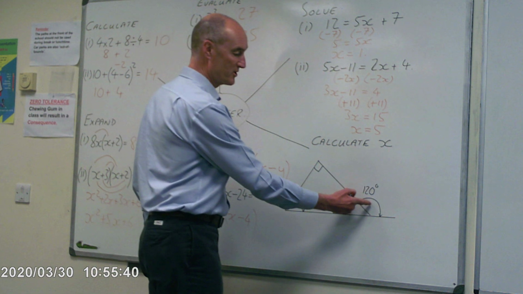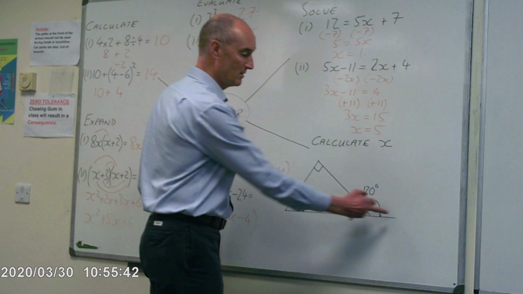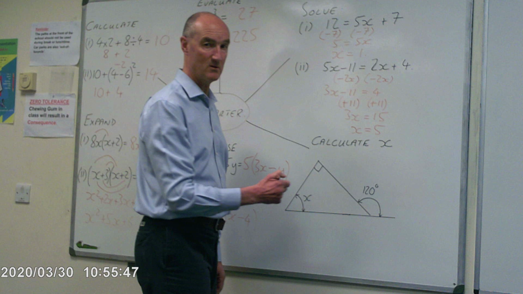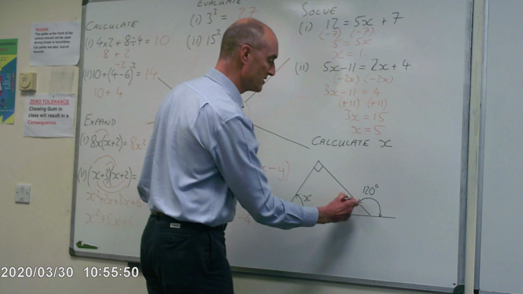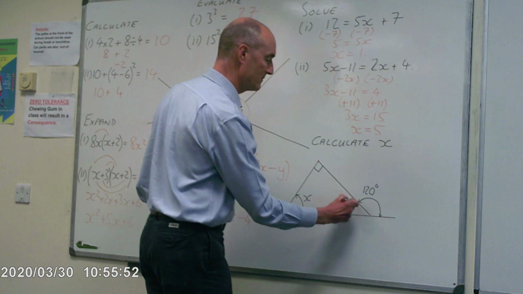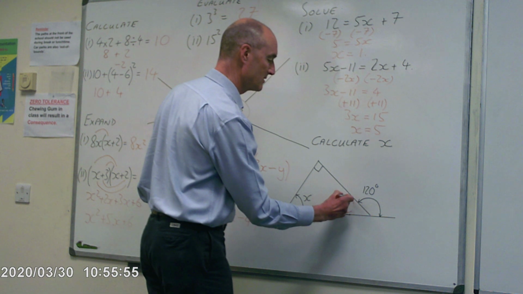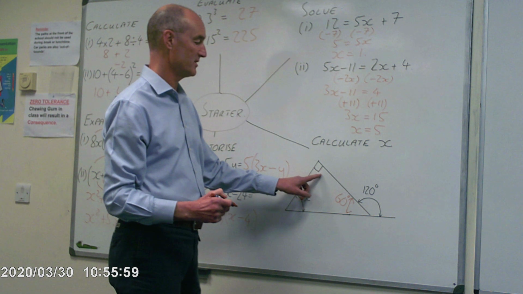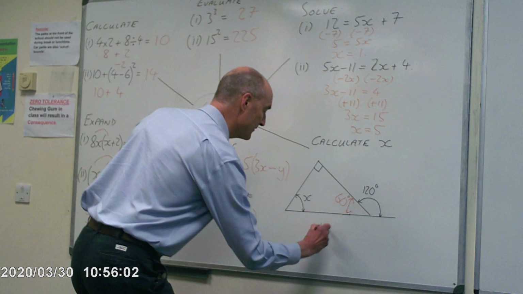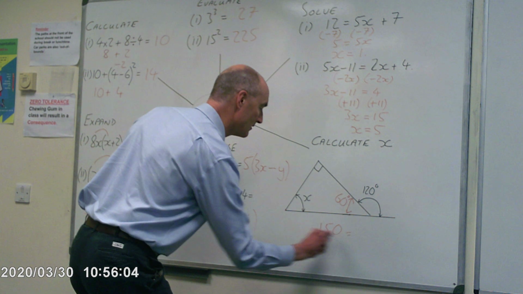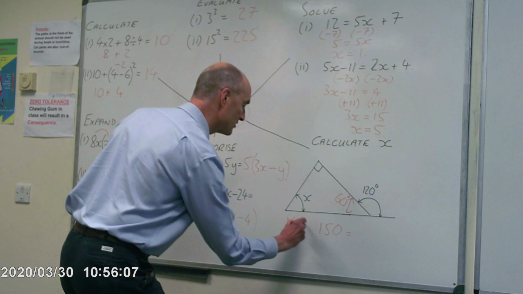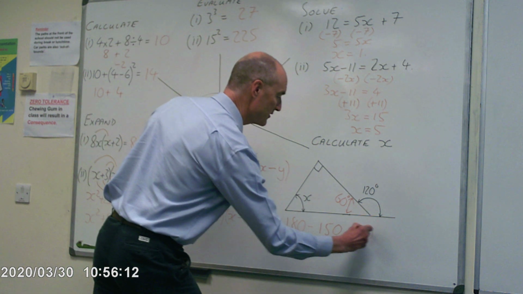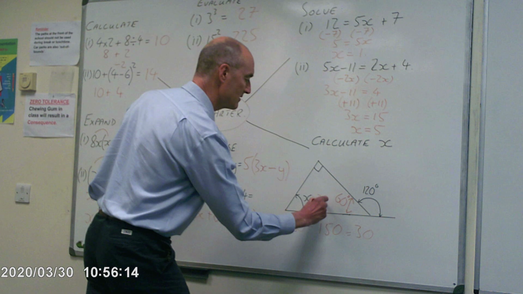What we have got though is this 120 degrees on a straight line. What do angles on a straight line add up to? They add up to 180 degrees. So this angle here must be 60 degrees. This is 60 degrees. This is 90 degrees. We've used up 150 degrees out of our 180 degrees for a whole triangle. So it means that x is going to have a value of 30. X is 30 degrees.